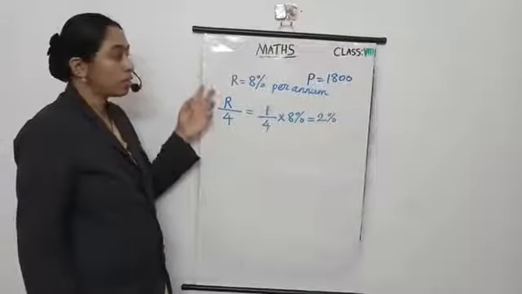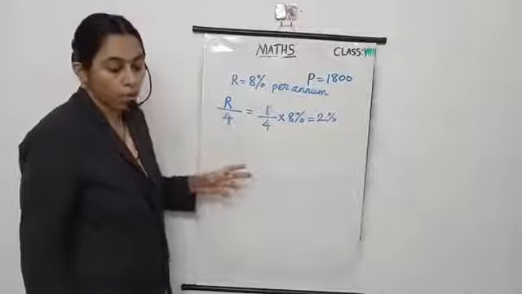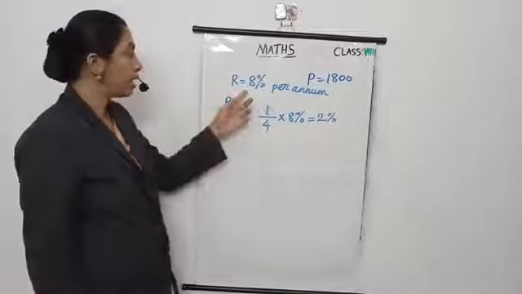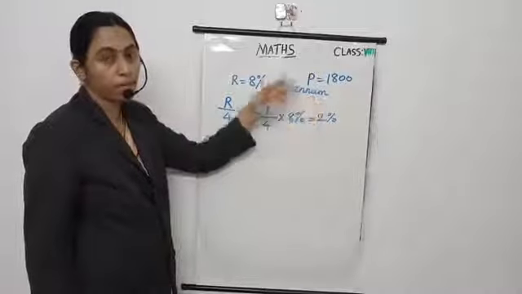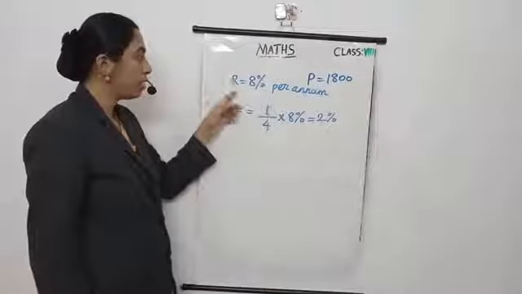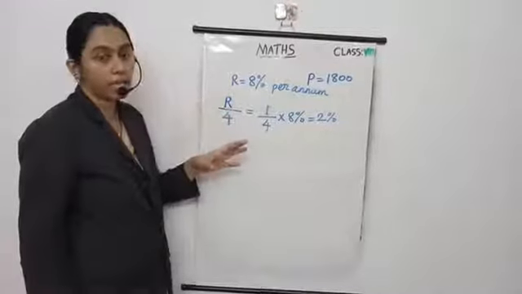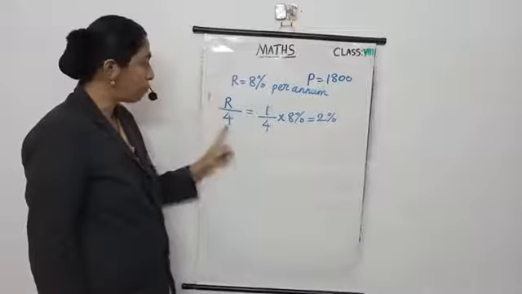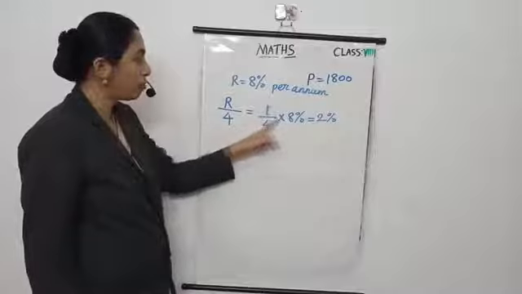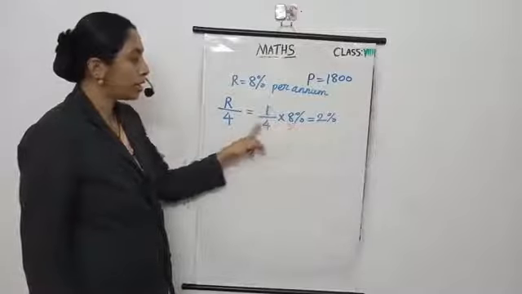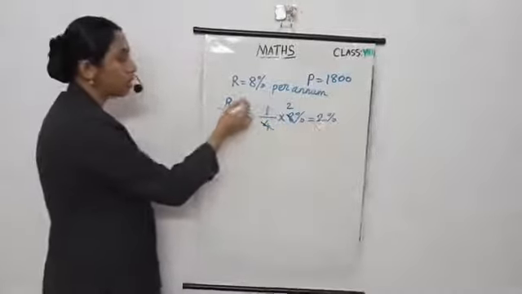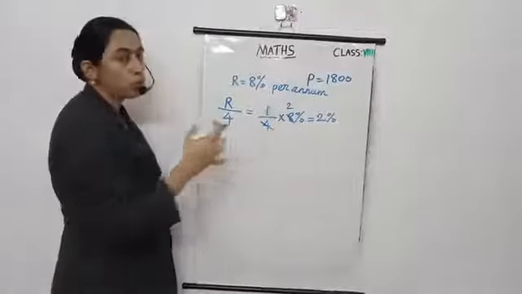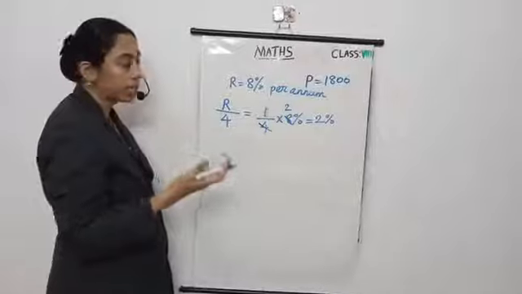Once more, the compound interest is compounded quarterly. Here the given rate is 8 percentage per annum. Per annum means per year. So first we need to find the quarter rate, that is R by 4, that equals 1 by 4 into 8 percentage, then we can cancel 4 and 2, so we get 2 percentage. So R equal to 2 percentage per quarter.